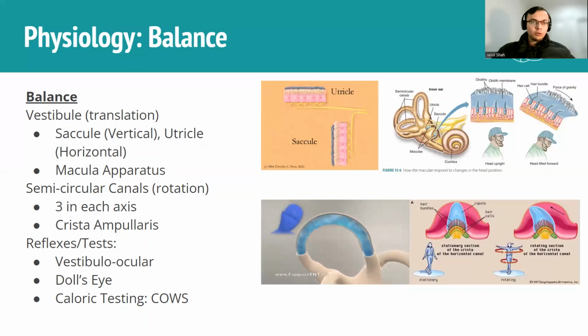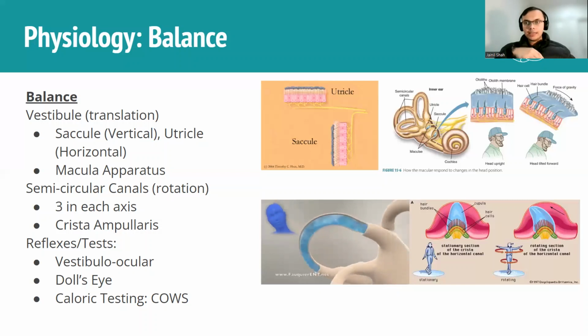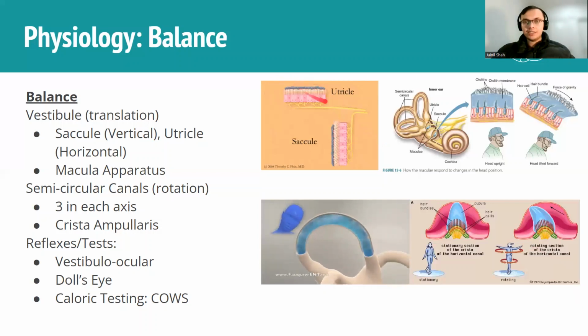The vestibule is responsible for detecting balance with translational motion. Translation is moving in straight lines, and you could think of there being a vertical component and a horizontal component to it. The way it works is that you have these structures called saccules and utricles, which can detect motion in a vertical or horizontal direction. And you can see over here on the right how it sort of works as well.